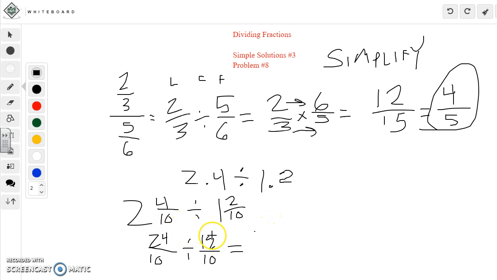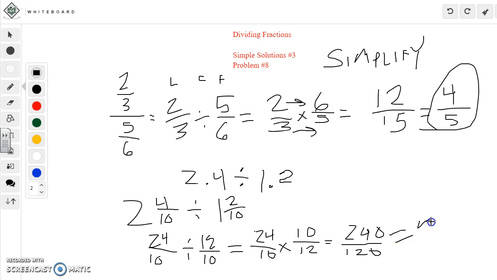So we do leave, change, flip. So I have 24 tenths. My opposite operation is multiplication, and then I need to invert or flip the fraction. Now I can multiply straight across. So that would give me 240 over 120, which equals 2 over 1 or 2. I'll do it this way, just to be clear.